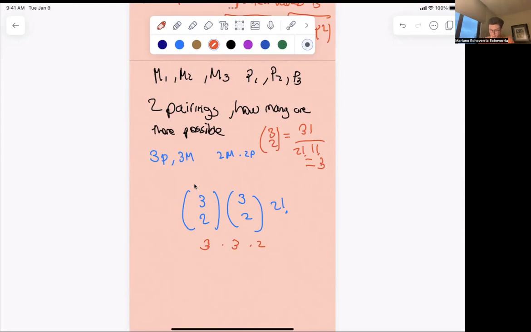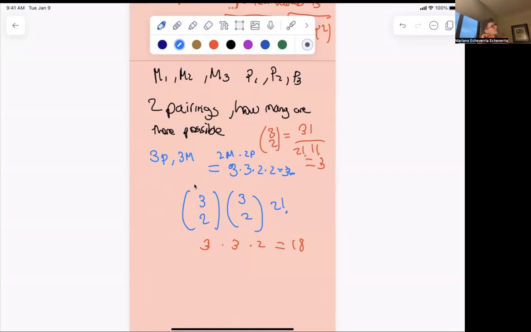Okay, right. So that is 18. And then how does it relate to this? If you just did the naive multiplication of these numbers, you get 3 times 3 times 2 times 2, which is 36. But then you have to divide by 2 from the fact that you don't care about the order in the first pair, and then another 2 from the fact that you don't care about the order.